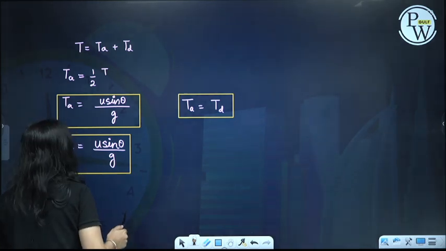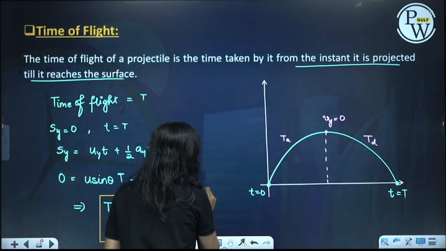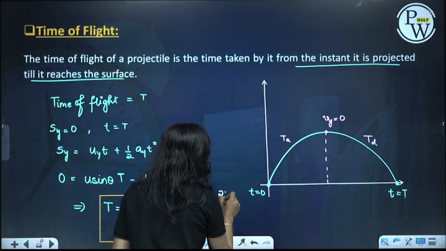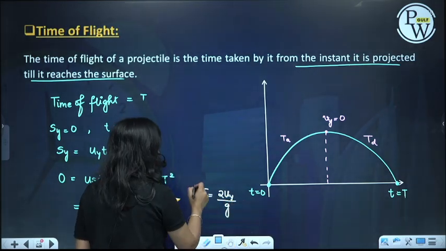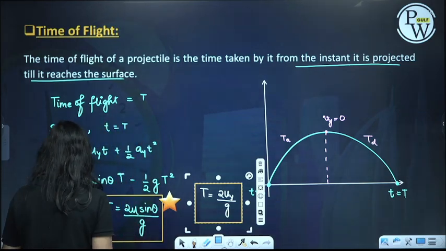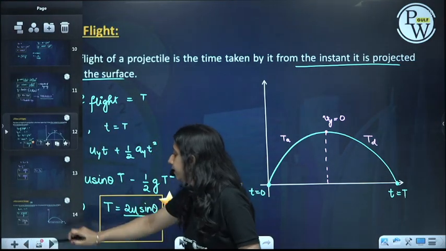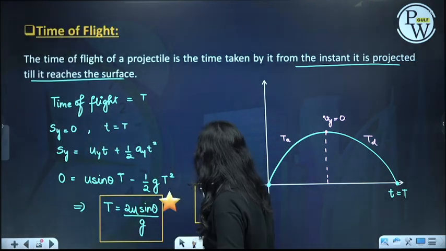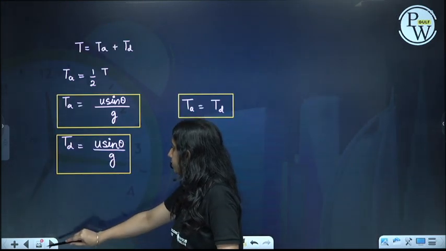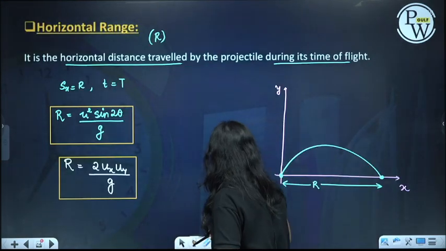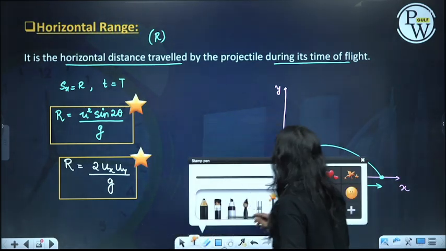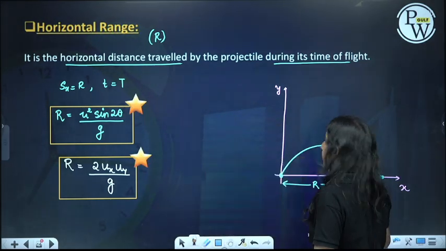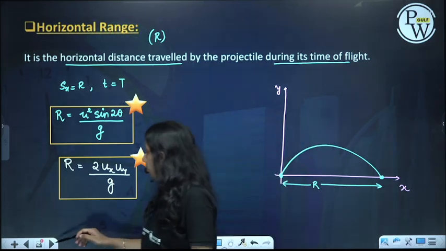Similarly, time can also be written like this: T is equal to 2 into uy by g, where uy is the initial velocity in y. Now let us move on. These formulas are very, very important. Let's mark them with a star. This is our horizontal range.